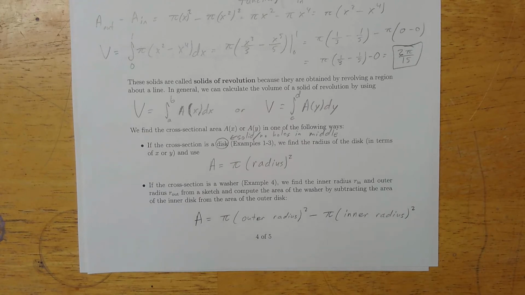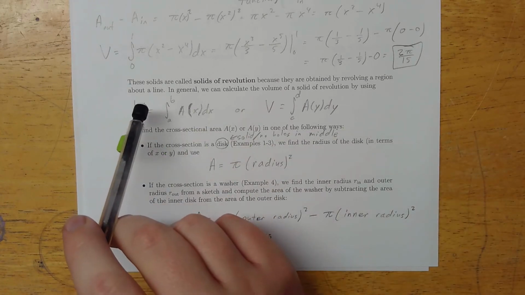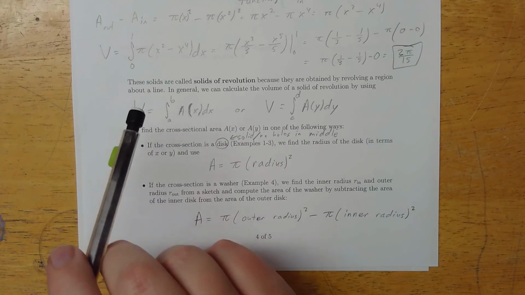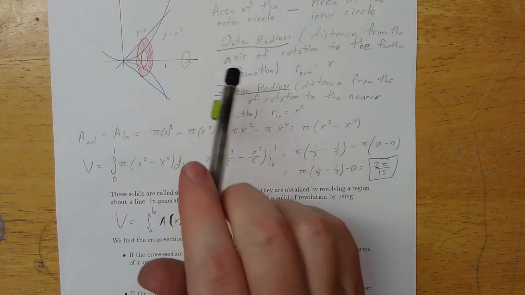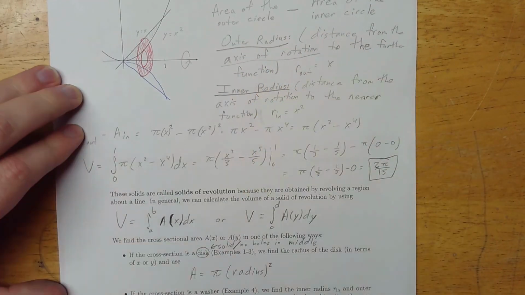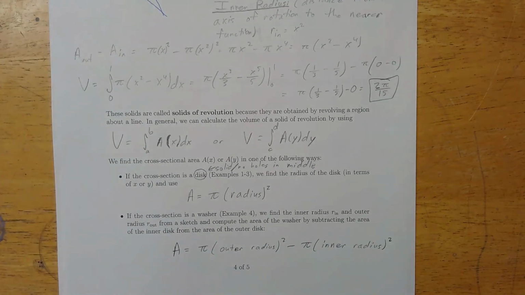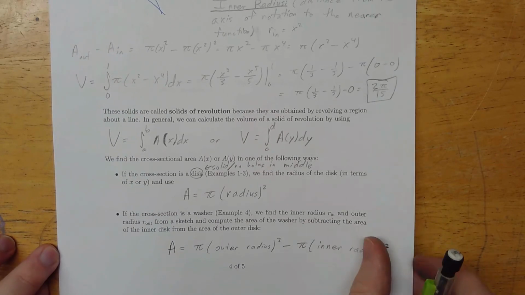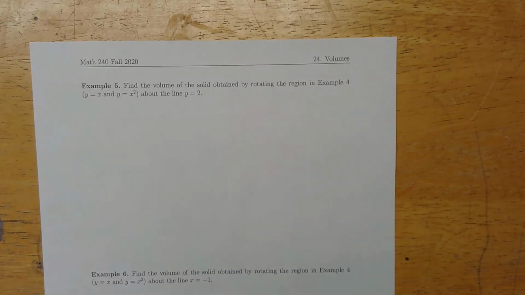Now, what you might have noticed at this point is that I keep saying that we're rotating or revolving around a line or an axis of rotation. I'm going to underline that real quick. Well, the truth of the matter is we don't always have to just go around the x-axis or the y-axis. What we could do instead is pick some line that we wanted to rotate around. So for example, say we wanted to find the volume of the solid obtained by rotating the region from example 4 about the line y equals 2.